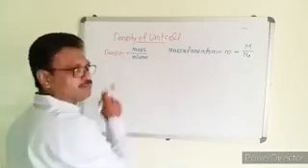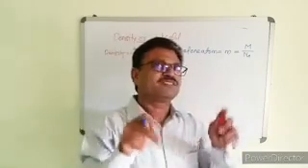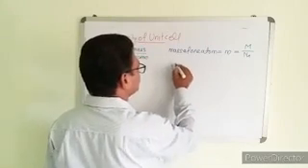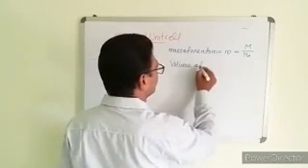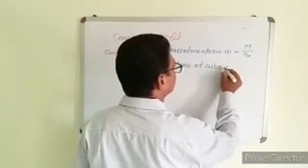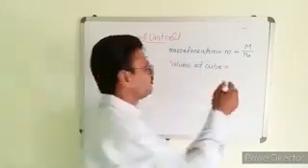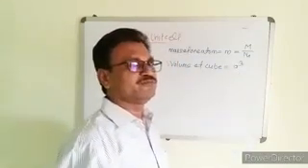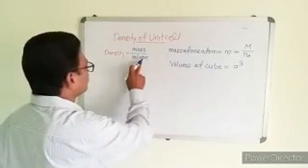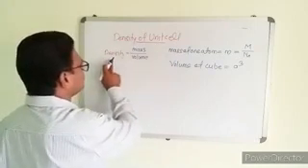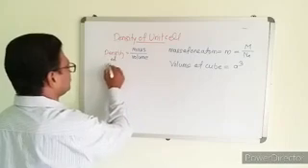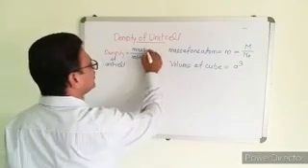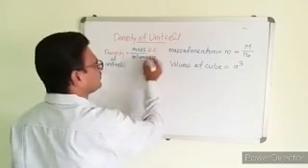And volume: all unit cells are cubic in structure. So the volume of a cube is equal to a cube. If the edge length is a, then a cube is the volume. So now by this formula, the density of unit cell is equal to mass of unit cell upon volume of unit cell.